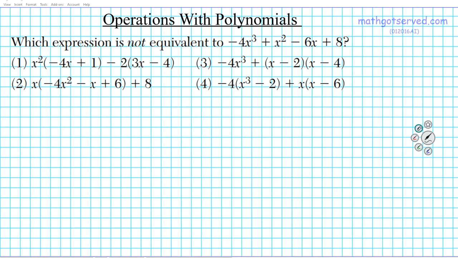In this clip, we're going to be taking a look at operations with polynomials, focusing specifically on the distributive property. All right, so the question reads, which expression is not equivalent to negative 4x to the third plus x squared minus 6x plus 8? To get us started, we're going to talk a little bit about what it means for two expressions to be equivalent.